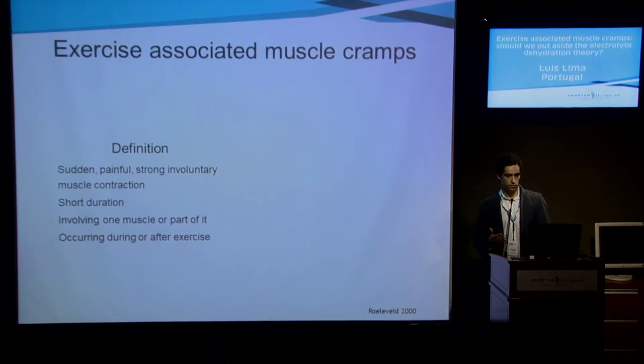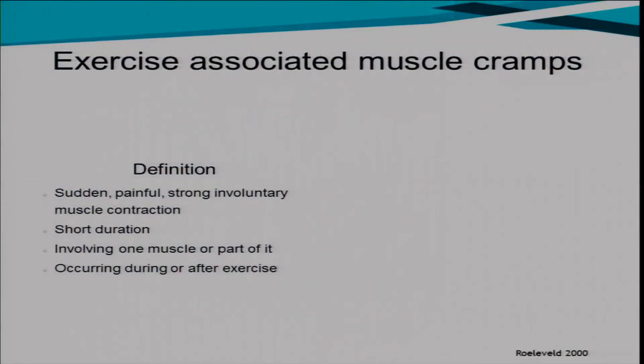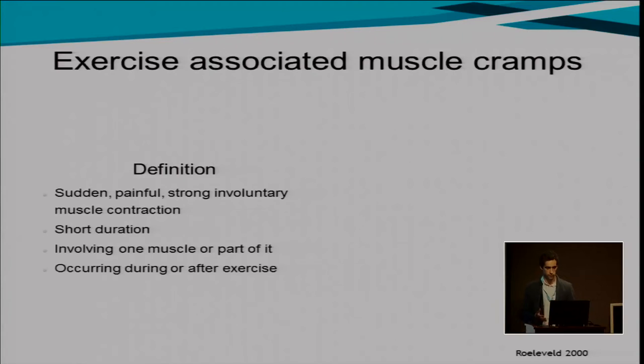So we know that exercise-associated muscle cramps, or cramps, the clinical definition is that they are a sudden, painful, strong, involuntary muscle contraction that occurs when the muscle is in a shortened state. It has a short duration, 1, 2, 3 minutes normally, and it involves one muscle or just part of it normally. It also, since we are talking about exercise, they occur during or after exercise.